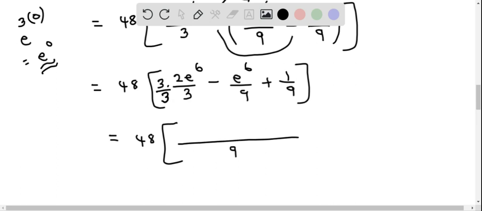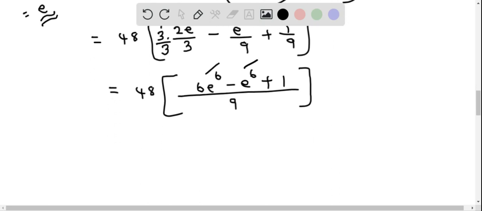Then we will have a common denominator of 9. So then these two will get multiplied. That is, 3 times 2 is 6. We get e power 6 minus. Here we have the common denominator 9. So we write the numerator as it is. Plus this is also common denominator. We then put 1. So now we have the like terms 6 e power 6 minus e power 6. And this is 5 e power 6. So I write down 48 times 5 e power 6 plus 1 divided by 9.